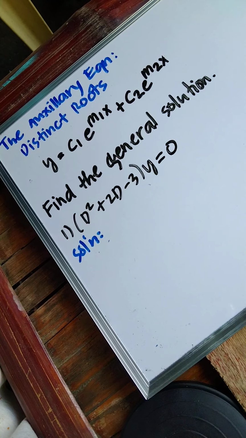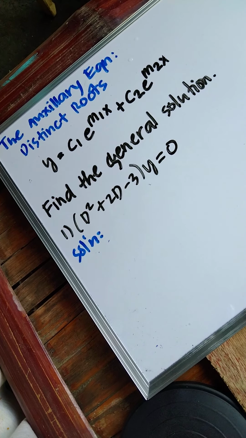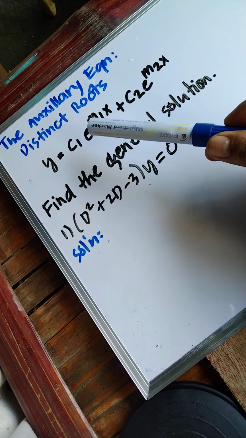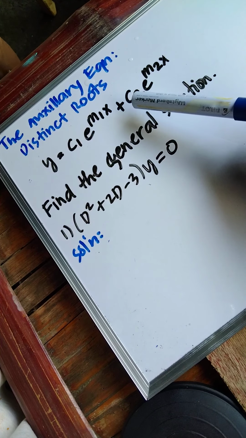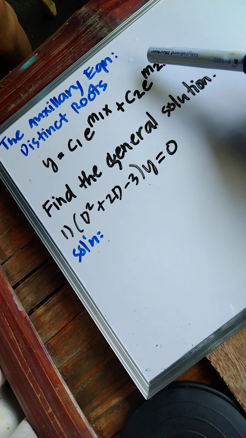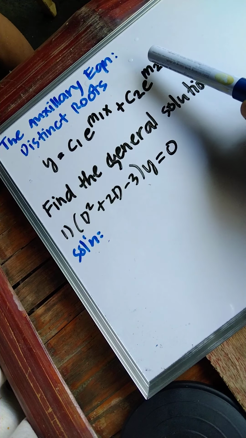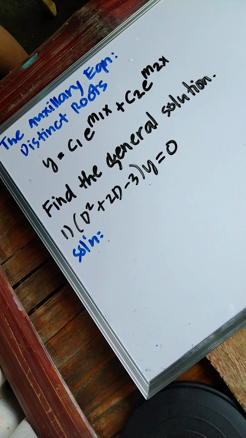Okay, so we are now on the auxiliary equation in solving distinct roots. What if you have distinct roots? Your solution would look like this: y is equal to c sub 1 times e to the power of m sub 1 x plus c sub 2 times e to the power of m sub 2 x, wherein the m here are two distinct real roots.